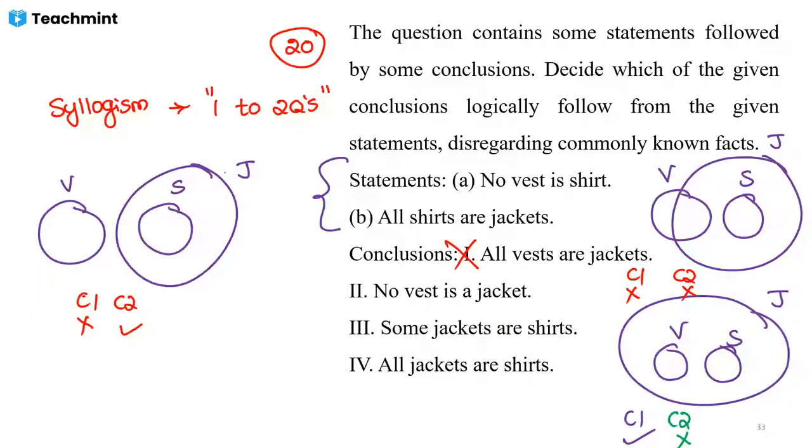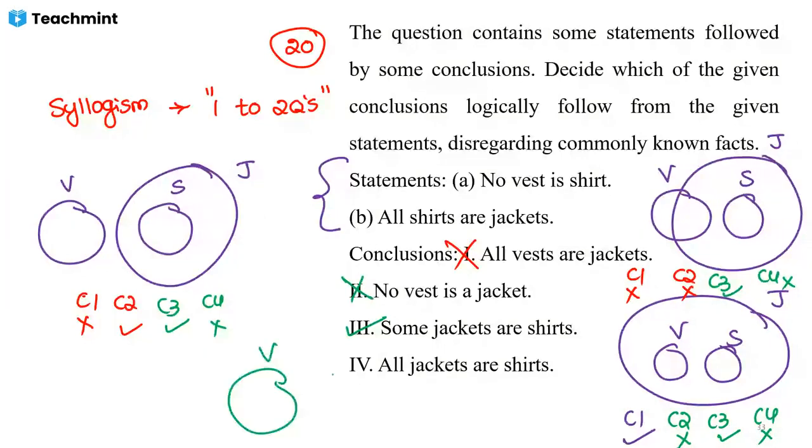Next one, some jackets are shirts. Yes, correct. This is the entire jacket, and a part of that is occupied by shirt. Some jackets are shirts, correct. Third one, correct. In all diagrams, all jackets are shirts? No. The fourth one is wrong. I'll give one more diagram where this fourth one is also correct, but what is important is whether it is correct in all diagrams.